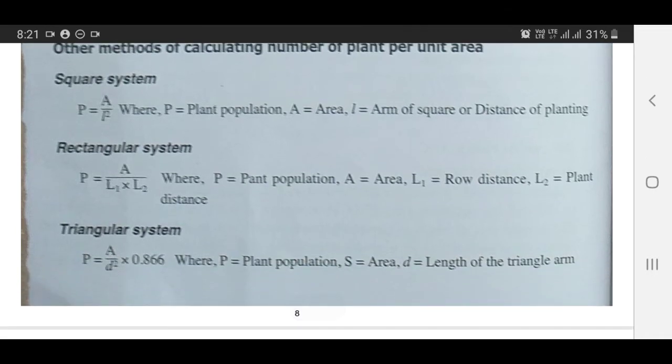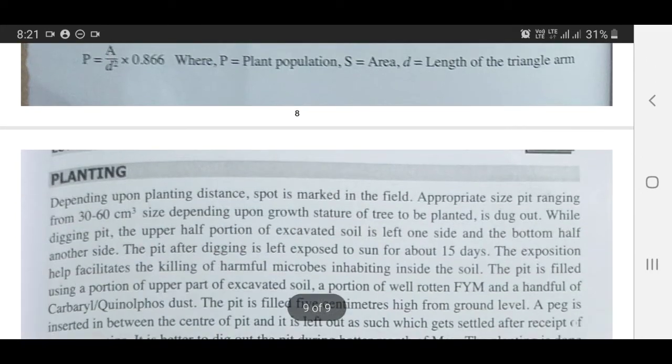Triangle system: P is equal to A upon d square into 0.866, where P is plant population, A is area, and d is the length of the triangle arm.